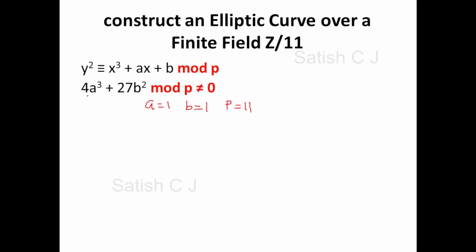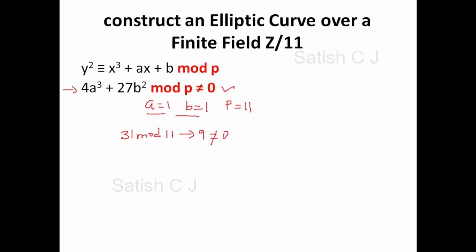So now let us substitute a and b here. Let's check whether the determinant is not equal to 0. Obviously, it's going to be 4 into 1 plus 27 into 1 mod 11. So that will be 31 mod 11. So 31 mod 11, what is that? 9. 9 is not equivalent to 0. So the selection of a and b is fine because the determinant is not equal to 0 here.